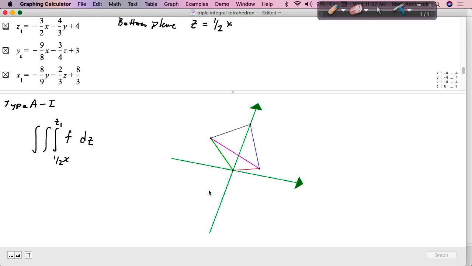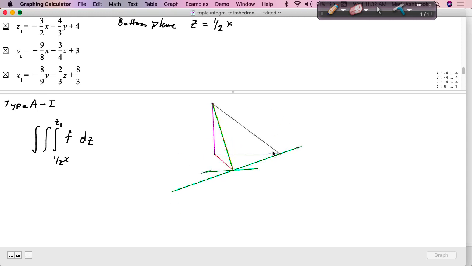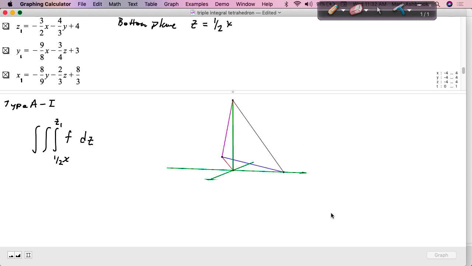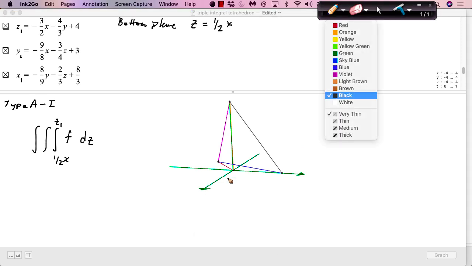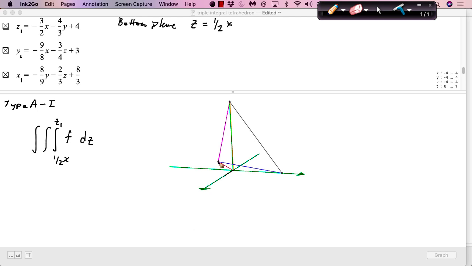So can you see, just from a sketch like this, that projection? One thing that helps is to project down key points. So project this point, that point will project down to there. This is already in the XY plane, so is this. Do you see that then gives that projection right there? So that's our D for the type A triple integral.